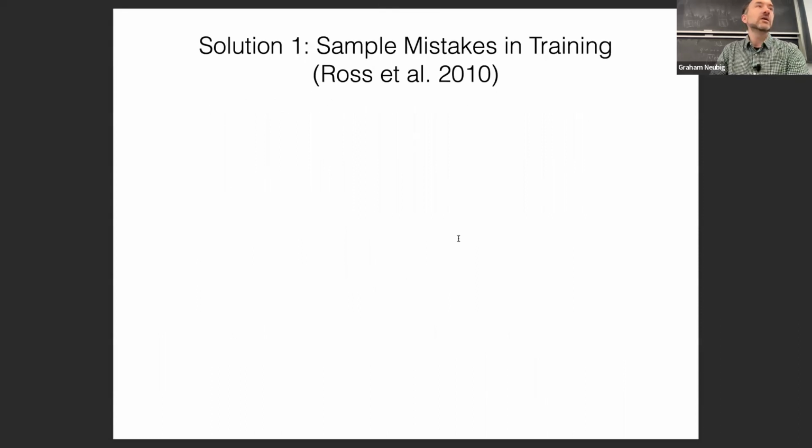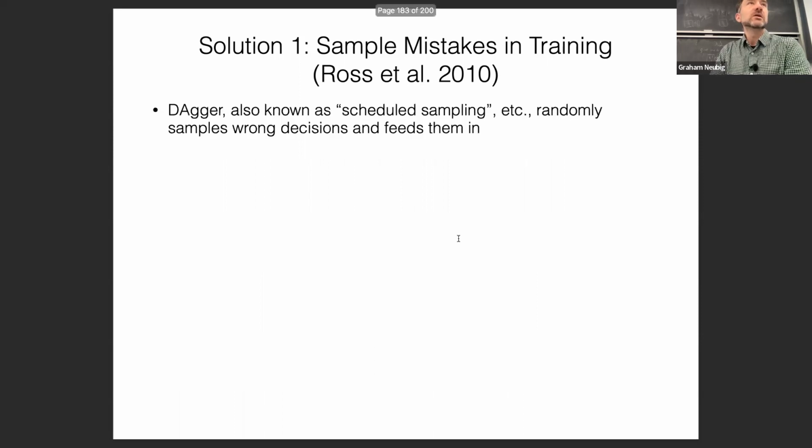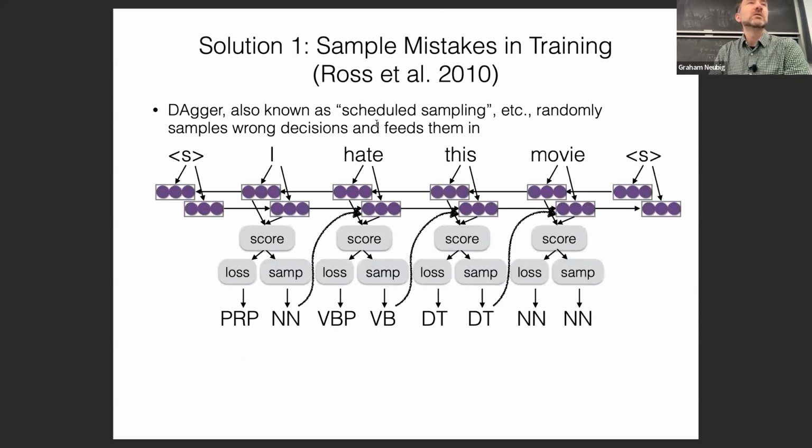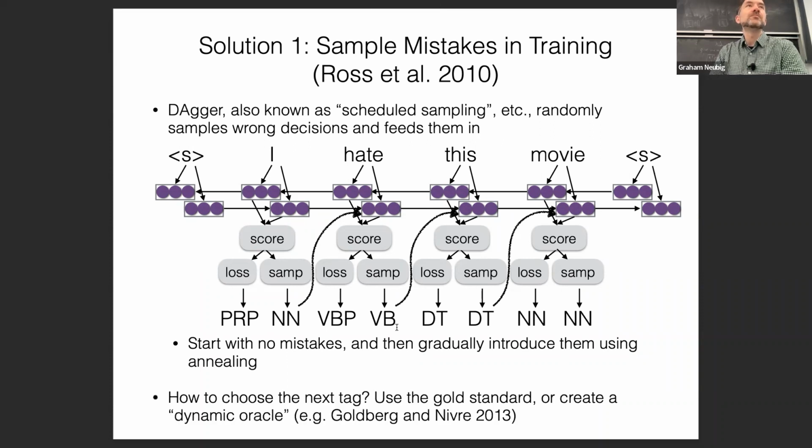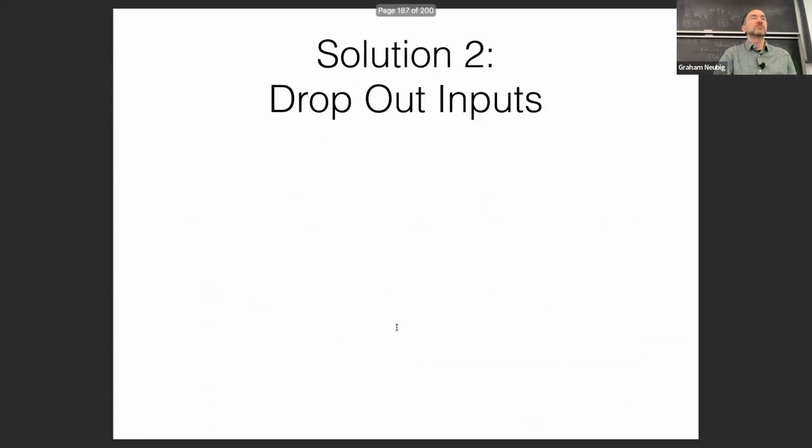So one very nice thing that you can do that's very easy is sampling mistakes in training. This is called either DAgger or scheduled sampling. Basically, it randomly samples wrong decisions and feeds them into the model. When you have a left-to-right model, you randomly sample some outputs that are wrong and feed them into the model to make sure that it's robust to wrong predictions at test time. You start out with no mistakes, just MLE, and then you gradually introduce them.